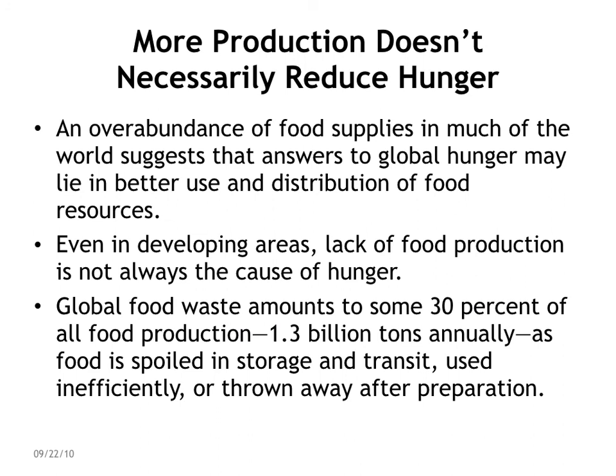Most strategies for reducing world hunger have to do with increasing efficiency of farm production, expanding use of fertilizers and improved seeds, and converting more unused land or forest to agriculture. But the prevalence of obesity and unstable farm economies suggest that lack of supply is not necessarily the principal cause of world hunger. An overabundance of food supplies in much of the world suggests that answers to global hunger may lie in better use and distribution of food resources.